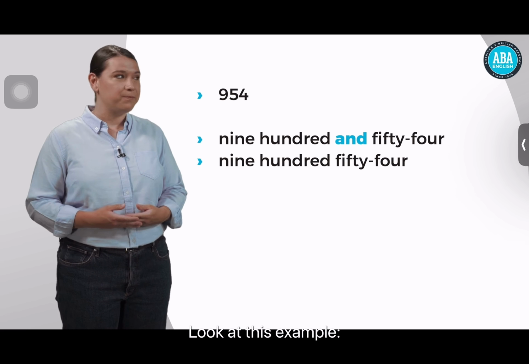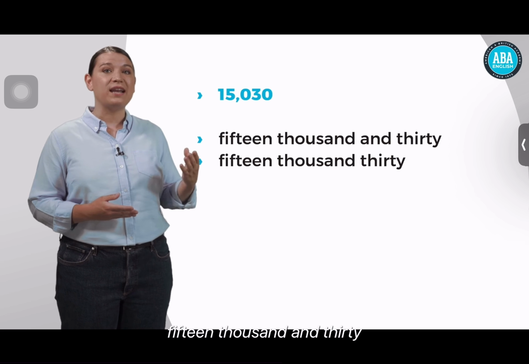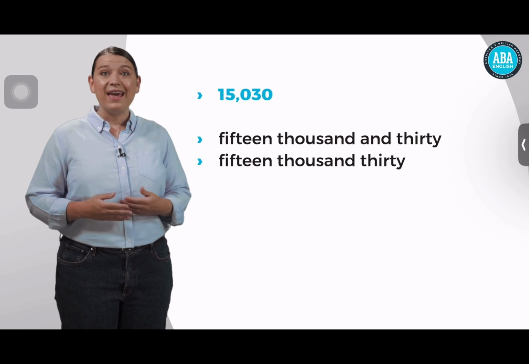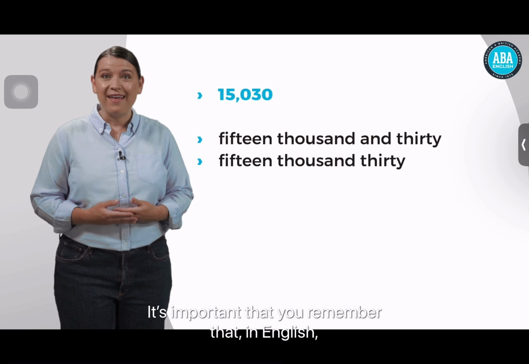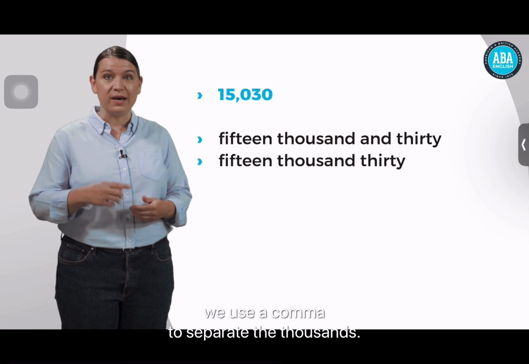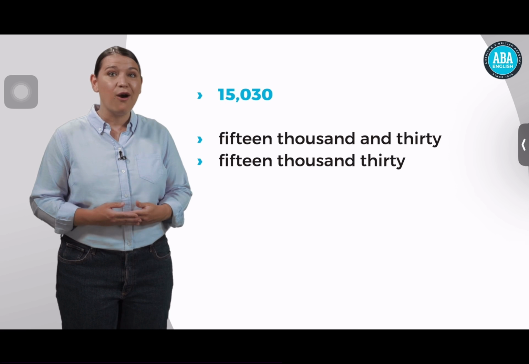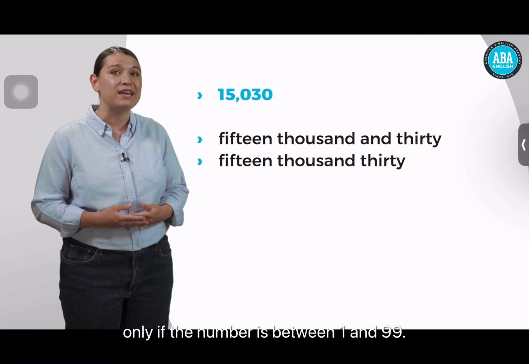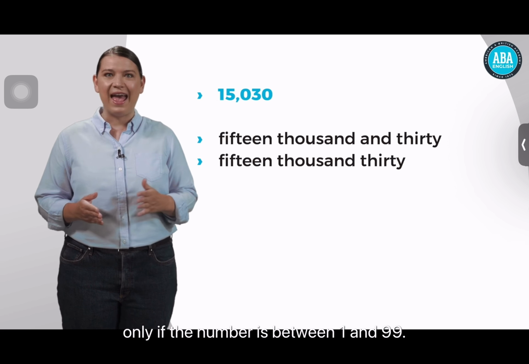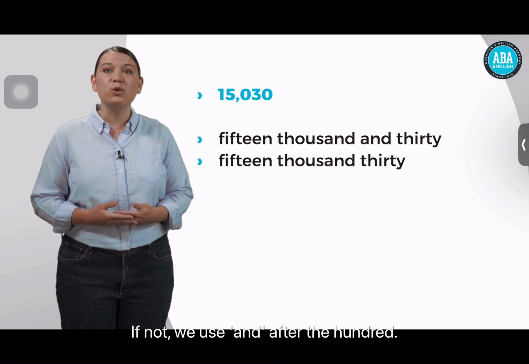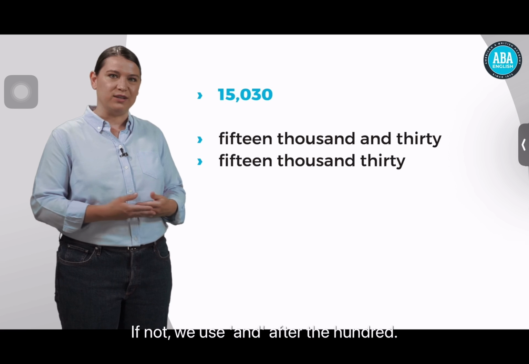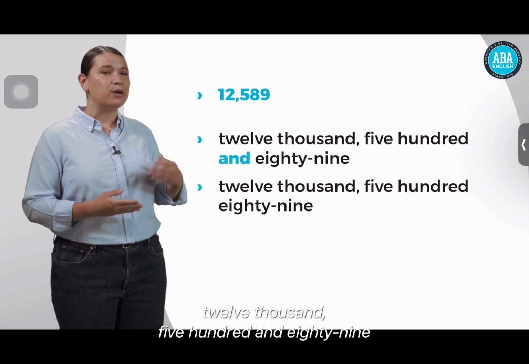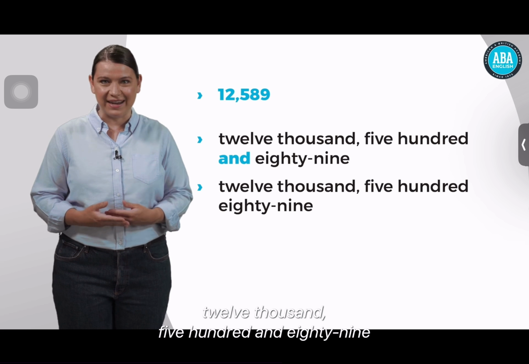Look at this example. 15,030. It's important that you remember that in English we use a comma to separate the thousands. Also, you can use and after 1,000 only if the number is between 1 and 99. If not, we use and after the 100. Let's see another example. 12,589.